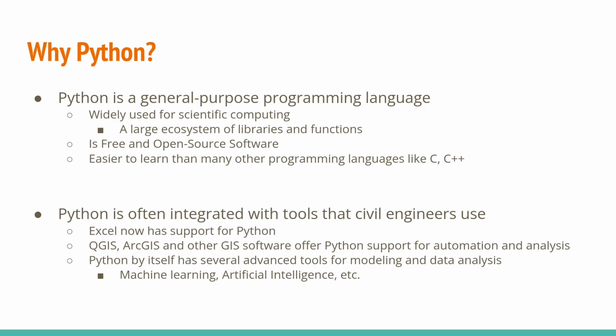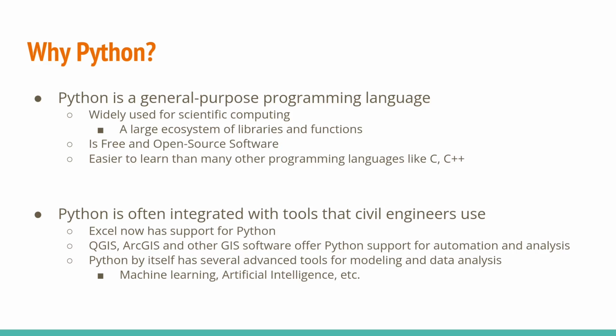Another trend that we are seeing is that Python is often integrated with tools that civil engineers use. For example, Microsoft Excel, which is a spreadsheet, now has support for Python in addition to Visual Basic for Applications. Similarly, many open source spreadsheets such as LibreOffice Calc also have support for Python. QGIS, ArcGIS, and other GIS tools offer Python support for automation and analysis. Same is true of certain CAD software.